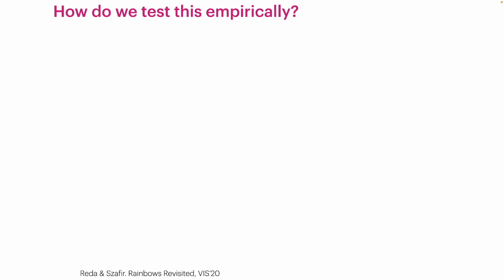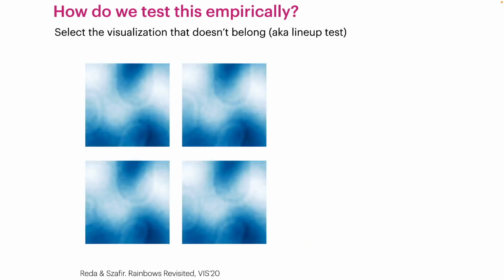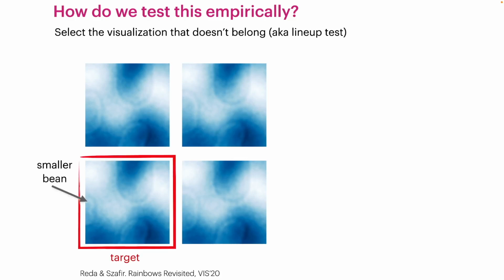So how do we test this hypothesis empirically? In prior work, we've used a lineup test to evaluate the sensitivity of different color maps. We showed participants a lineup of visualizations and asked them to select the one that looks different. Here, that would be this visualization because unlike the other ones, it has smaller bean on the left. With this test, we can measure the sensitivity towards one feature type.